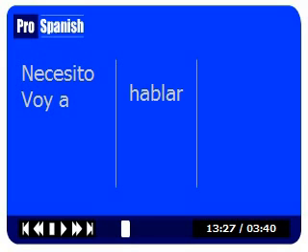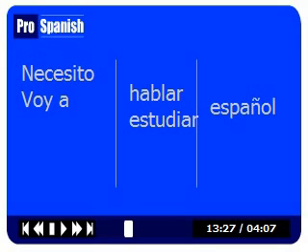And to study is estudiar. Easy to remember because it's a bit like to study. To study, estudiar. So now you try to study. Estudiar. Good. Spanish is, of course, español. So to study Spanish is estudiar español. To speak Spanish is hablar español. So you try estudiar español. And try this. Hablar español.